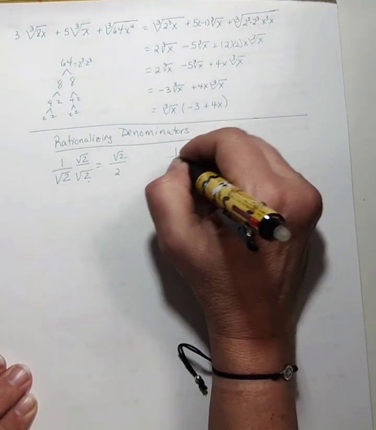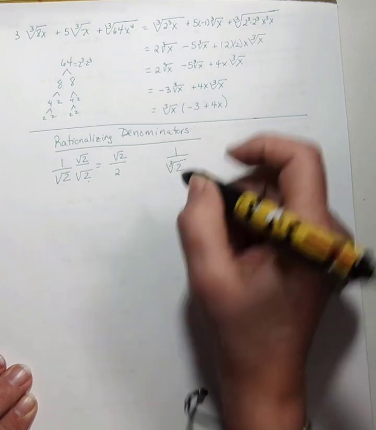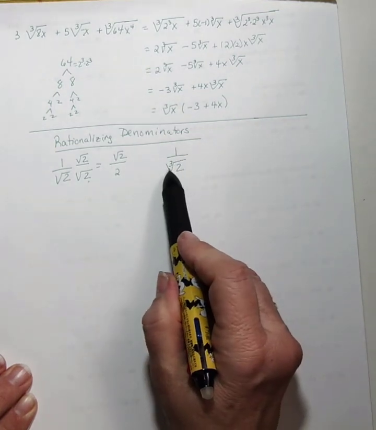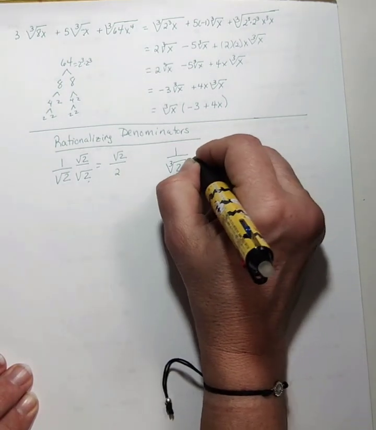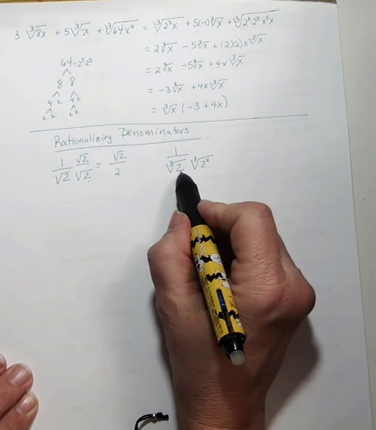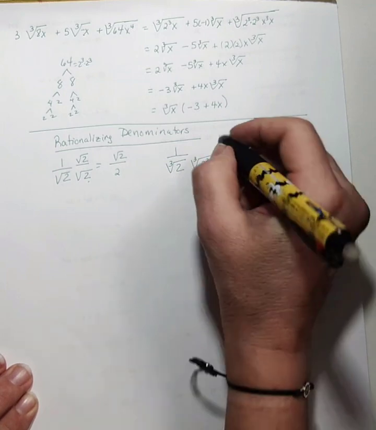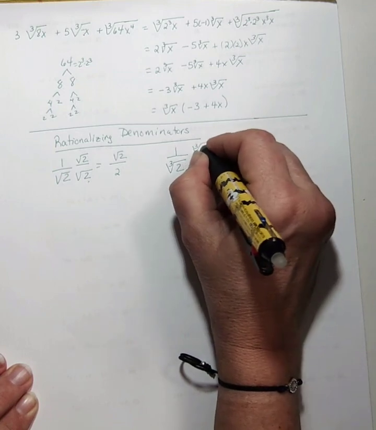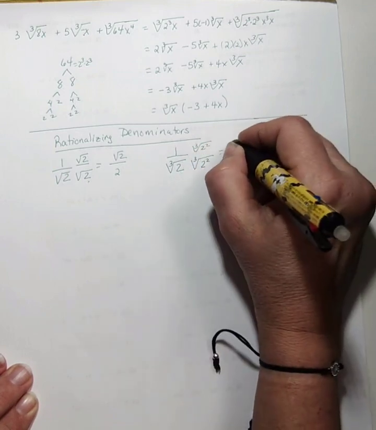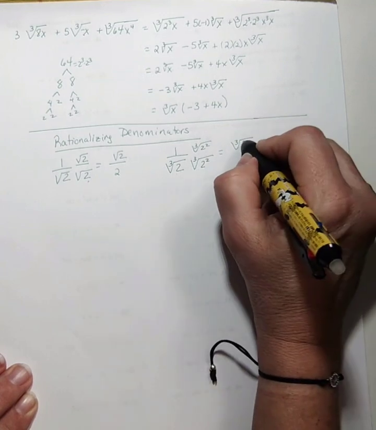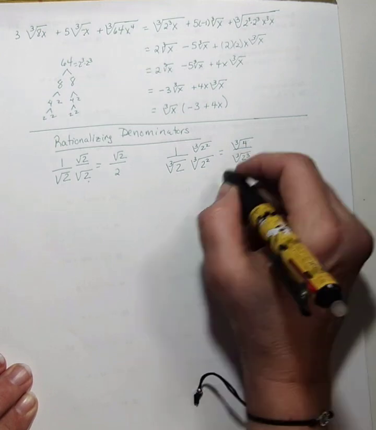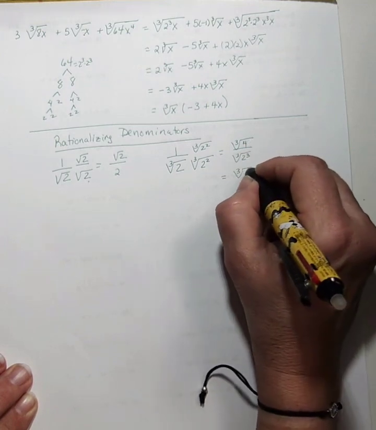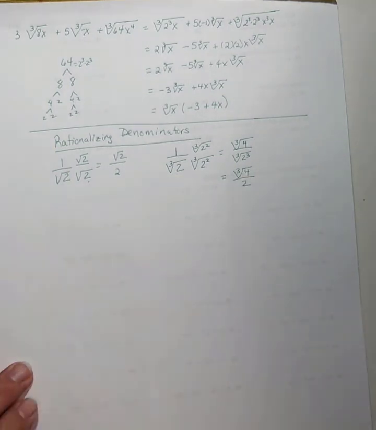If I had 1 over the cube root of 2, well, in order to get rid of this radical, I'd have to multiply by the cube root of 2 squared so that I would have 2 to the third in there. What I do to the denominator, I have to do to the numerator. So I'd have the cube root of 2 squared, which is 4. And then the denominator would give me the cube root of 2 cubed, which would be 2. So my answer is the cube root of 4 divided by 2. And that's how we rationalize the denominator.